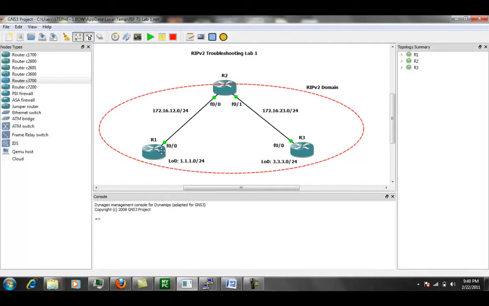So again, on R1 we have a host which we are using a loopback interface to represent. So 1.1.1.1 on R1 cannot ping R3's loopback 0, which is 3.3.3.3. So our goal here is to troubleshoot RIP version 2 and find out what is going on within RIP version 2, which is not allowing these routes to propagate through the RIP version 2 domain and restore connectivity.